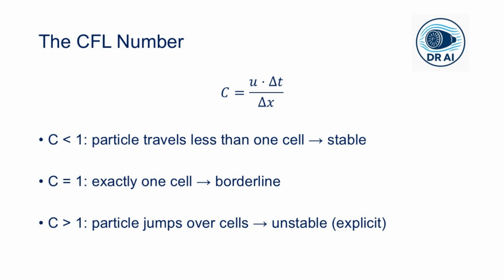For explicit time schemes like the simple forward Euler, the necessary and sufficient condition for stability is that CFL must be less than or equal to 1. In practice, we keep the CFL number less than or equal to 0.8 for safety. For implicit schemes, the CFL condition is not a hard limit. You can use C equal to 10, 100, or even 1000 and still be stable. But accuracy degrades if C is too large.